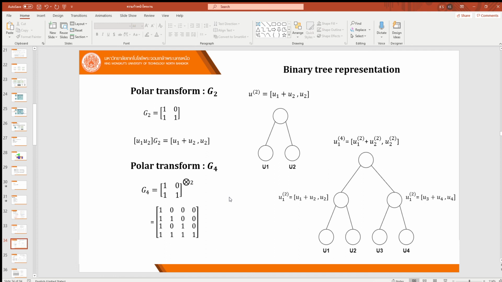If you increase the general matrix from G2 to G4, what do you do? You have G4 from 1, 1, 0. Then you combine them together. You get 1, 1, 1, 1, 0, 0, 0, 1, 1, 0, 0, 1, 0, 1, 0, and 1, 1, 1. This is G4, and this is the binary tree representation. How can you get this kind of matrix?